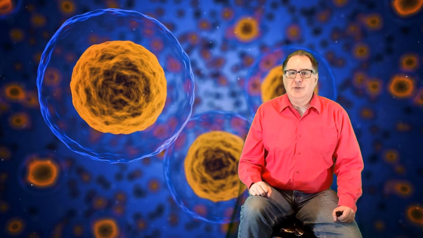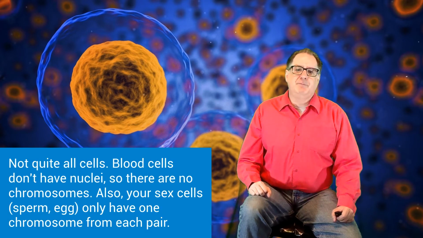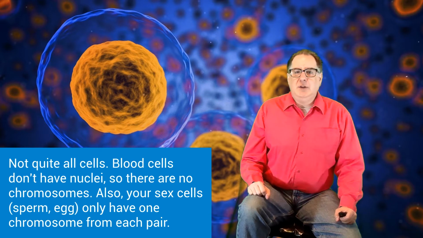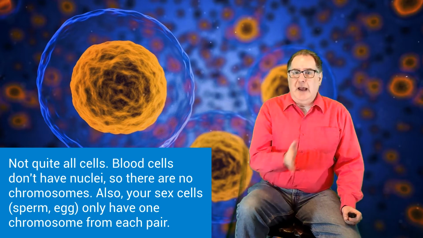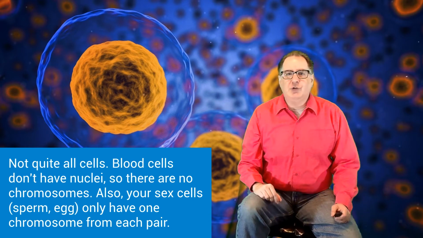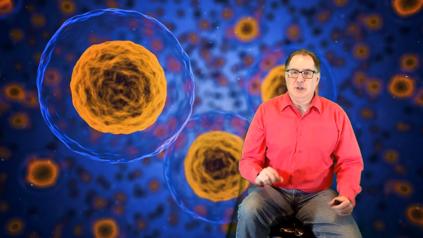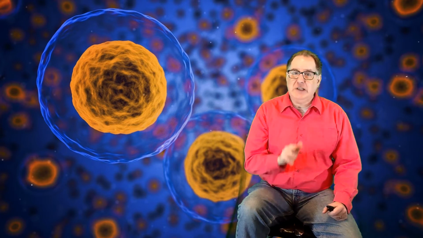You have 23 pairs of chromosomes in the nucleus of each of your cells. Each chromosome is made of genes, one after another, like beads on a string. These genes lead to the traits that a person has. We call the traits the phenotype. Thus, the genotype, the actual genes, lead to the phenotype.